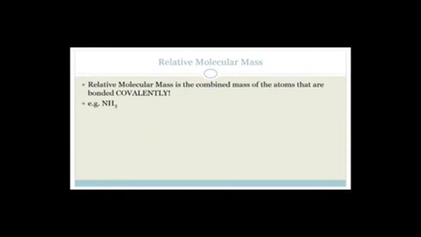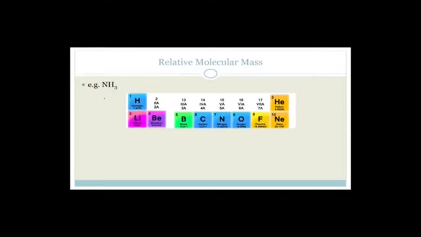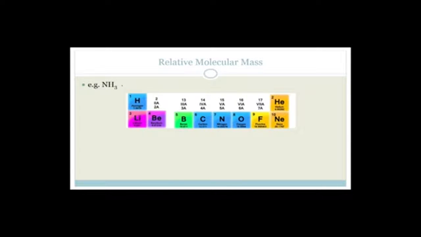Right, now let's talk about relative molecular mass. Relative molecular mass is the combined mass of the atoms that are bonded covalently. For example, ammonia. If we look on the periodic table, which we've blown up a lot, you can find the molar mass of nitrogen and hydrogen, but there are three hydrogens. So we're finding the molar mass of this.